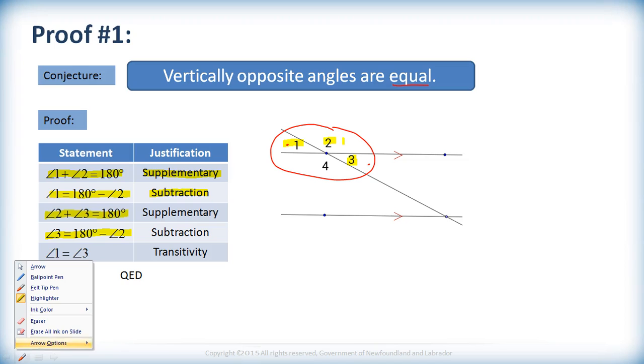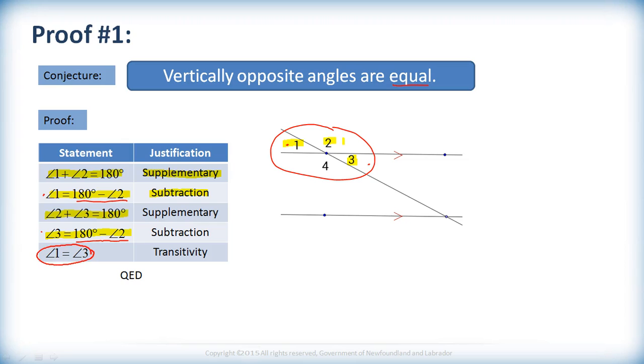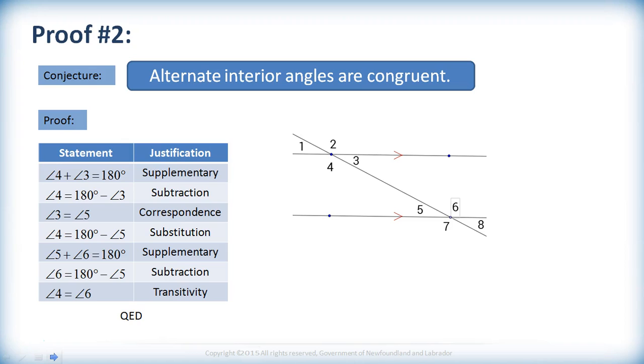So now the important catch here is that we've noticed that angle 1 is equal to 180 degrees minus angle 2, and we've just shown that angle 3 is equal to 180 degrees minus angle 2. So if those two angles, 1 and 3, are equal to the same thing, they must be equal to each other. That's called transitivity, or the transitive property. Okay? So we've just shown that angle 1 equals angle 3. Quod erat demonstrandum. Okay, so there's the first one, vertically opposite angles. We've now turned our conjecture into a theorem.